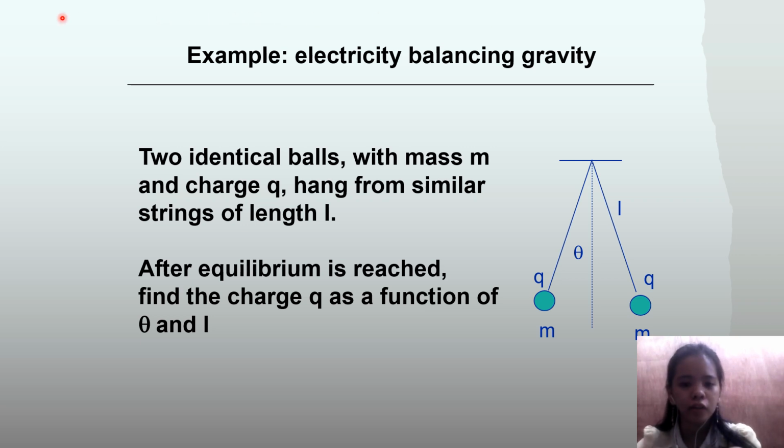So, an example: electricity balancing gravity. Two identical balls with mass M and charge Q hang from similar strings of length L. After figuring this out, they find the charge Q as a function of delta n.